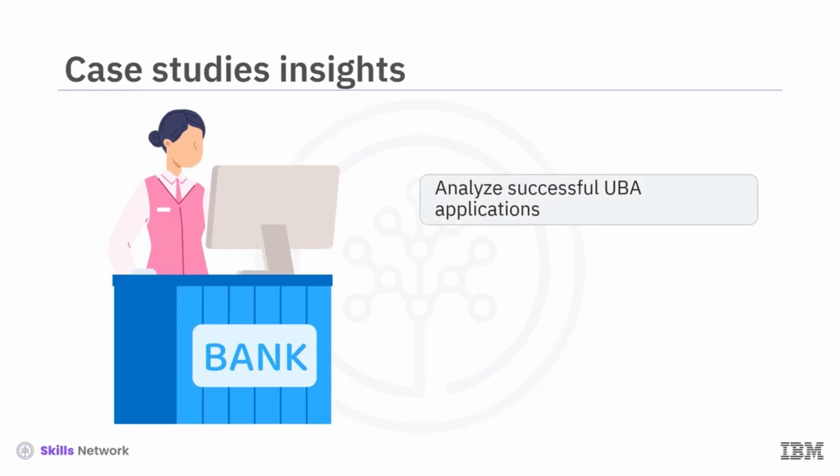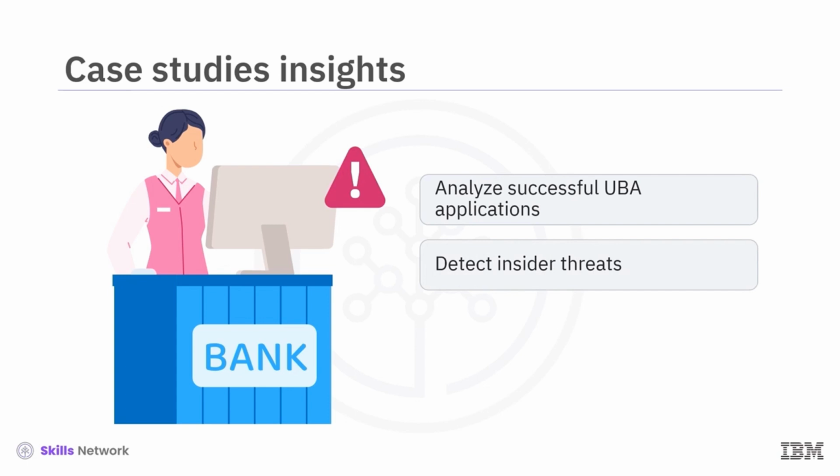Analyzing case studies where UBA successfully detected insider threats or prevented data breaches provides practical insights into its application. For example, a financial institution using UBA detected an employee downloading sensitive client information to an external drive after work hours, preventing a potential data breach.